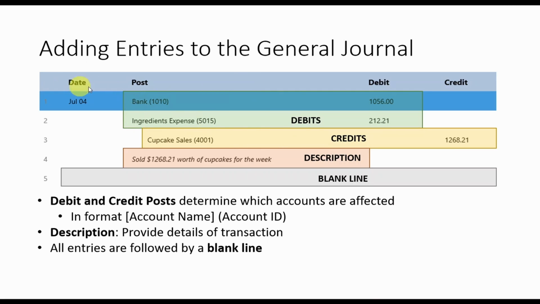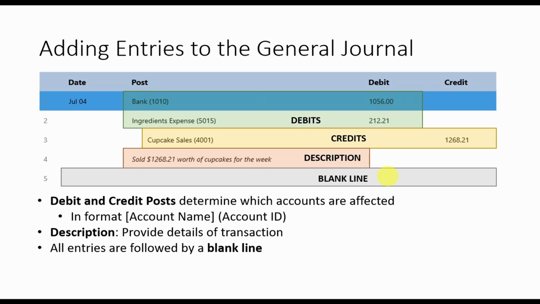So you can see that bank here comes before ingredients expense because it has a lower account ID. And the next part is that credits are always indented compared to debits when it comes to the post column. And then finally, we have the description in red here. The description is always in italics, and it describes what happened during this transaction.